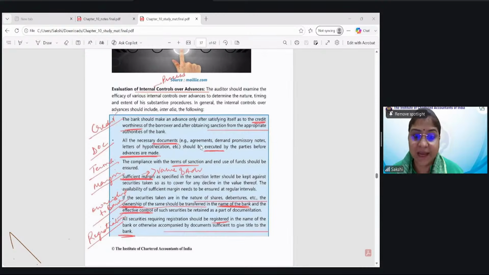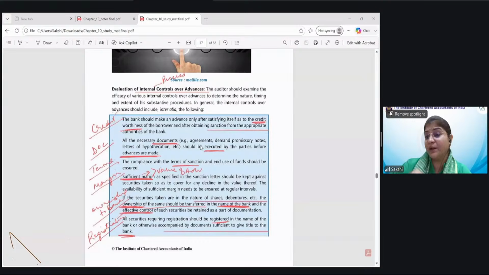Okay, then sufficient margin. What do you mean by sufficient margin? Your security amount is more than the value of advances. Isn't it? This is what sufficient margin is. Isn't it, dear students? This is what sufficient margin means. That the value of security is more than the value of the loan disbursed, as specified in the sanction letter, should be kept against securities.